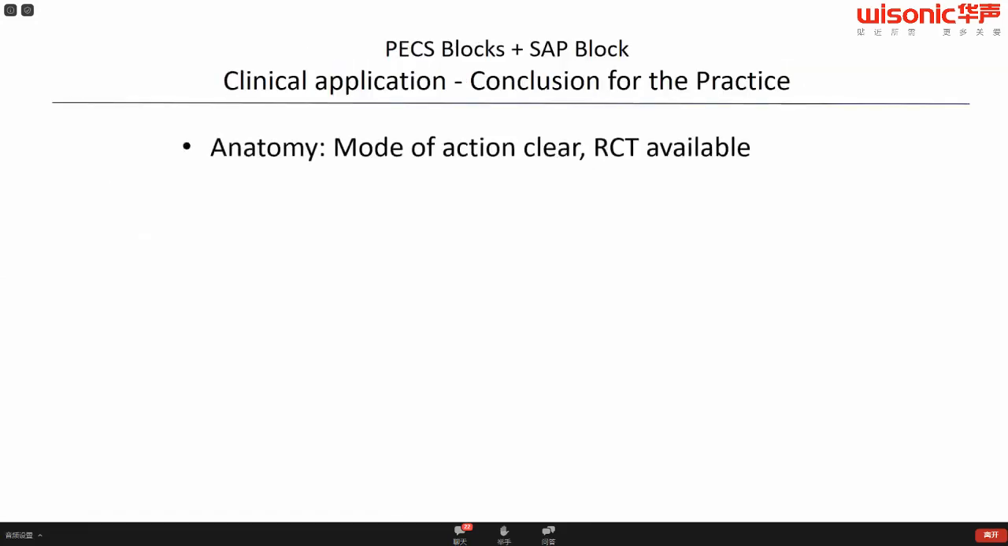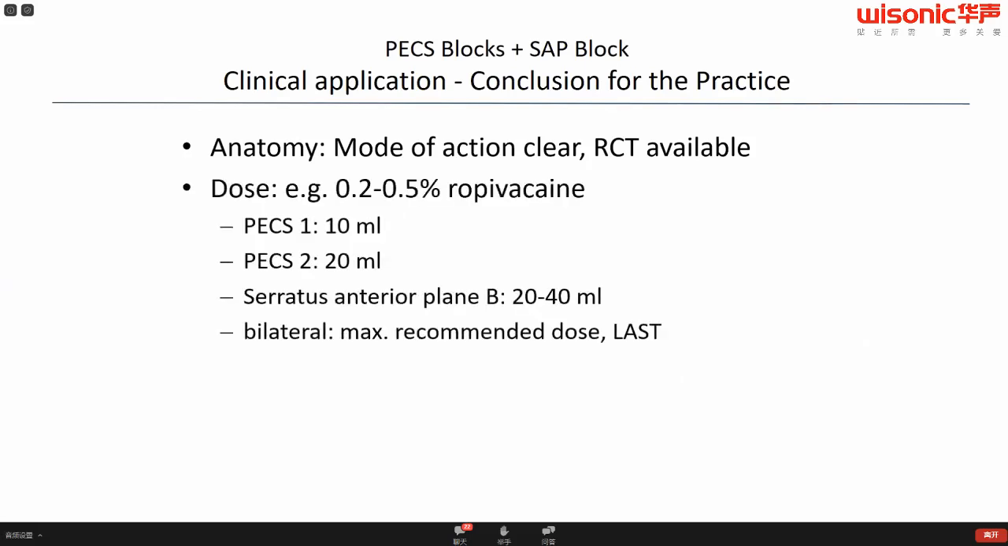What are the clinical applications and the conclusion for the practice? The mode of action of all these blocks is very clear and understandable. We already have some randomized controlled trials showing the effectiveness of these blocks. You can use ropivacaine in a concentration of 0.2 or 0.5%, or you can use bupivacaine. For PECS 1, you should use 10 ml of local anesthetic, PECS 2, 20 ml, and for the serratus anterior plane block, 20 to 40 ml.